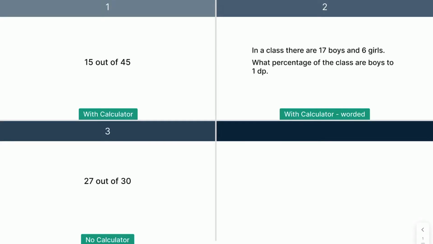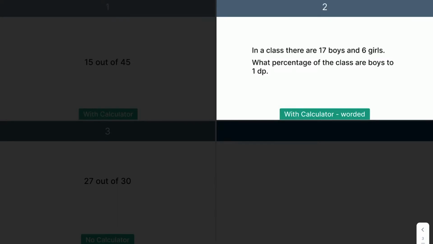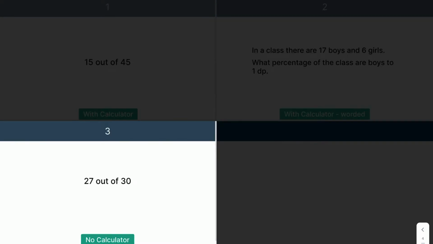Change to a percentage is what we're looking at in this video. It's split into 3 parts. We're going to start off by looking at questions with a calculator, then worded questions with a calculator, and then finally looking at questions without a calculator.